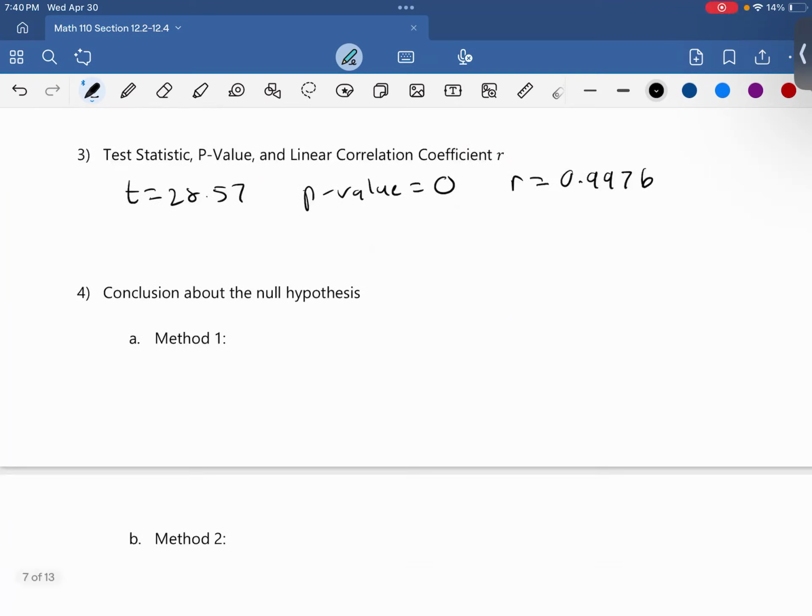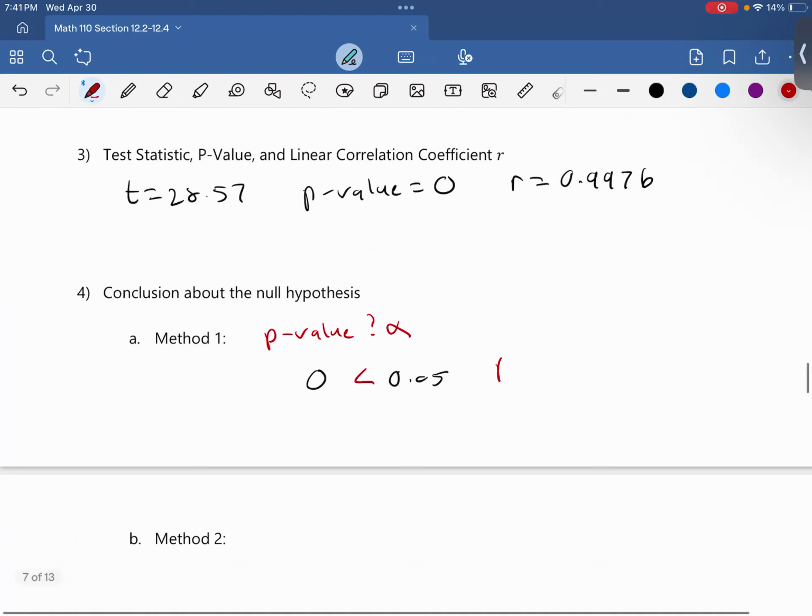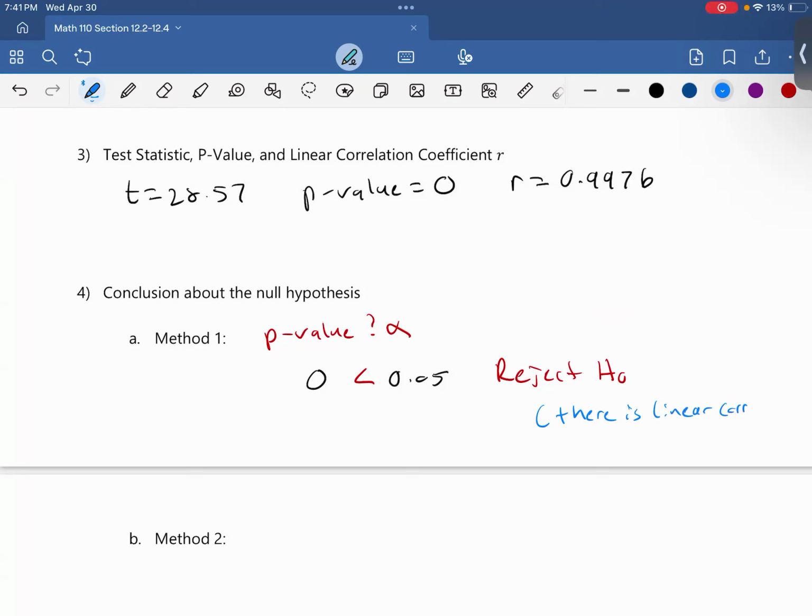Okay, so let's go ahead and conclude our null hypothesis. So method one, remember method one is always the p-value, and we're comparing it to alpha. Our p-value was basically 0. Our alpha given to us was 0.05, and obviously our alpha is bigger. So that means we reject the null. And when we reject the null, that means there is linear correlation. Okay, so that's method one.